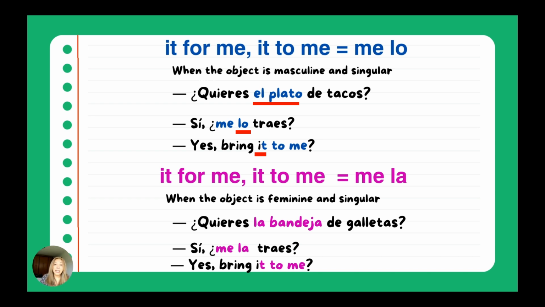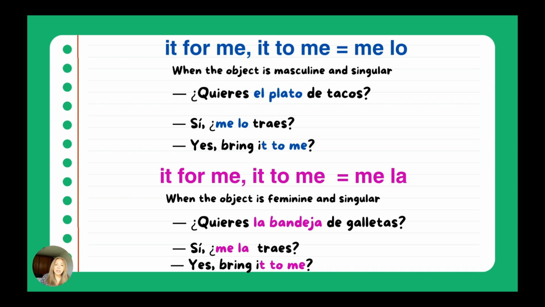And now I want to say, yes. Will you bring it to me? My little phrase for it to me is me lo. Sí, me lo traes. Where did I put it? Right before the conjugated verb.